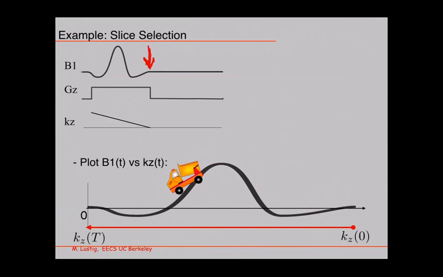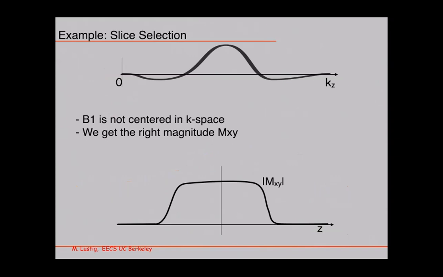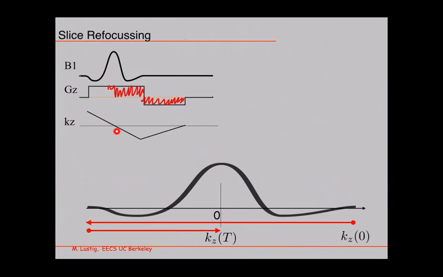But without this, but with this blip, we deposit the center at k equals zero and it looks like this. So the Fourier transform is going to be a centered sinc and it's going to be a beautiful slice that we're going to integrate in. It's going to be just purely real or purely imaginary, depending on which axis we excited. Does that make sense?